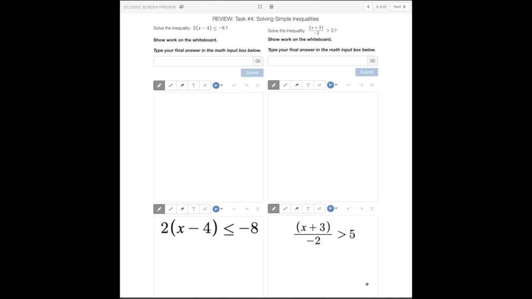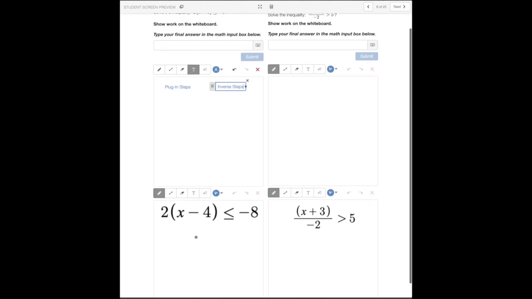Solving simple inequalities. There are two inequalities we're going to solve here. It says show work on the whiteboard. There are two whiteboards here just to offer extra space for you to do your work. I know that some students still like to do the plug-in steps and the inverse steps, so I'm going to use this whiteboard to do that. Plug-in steps, inverse steps.